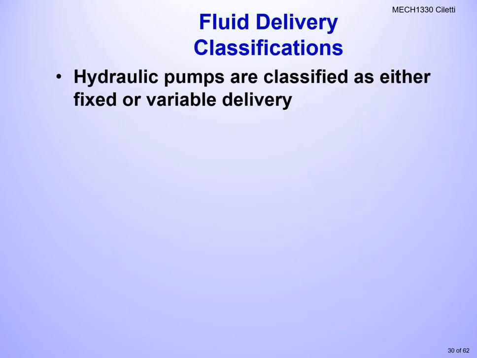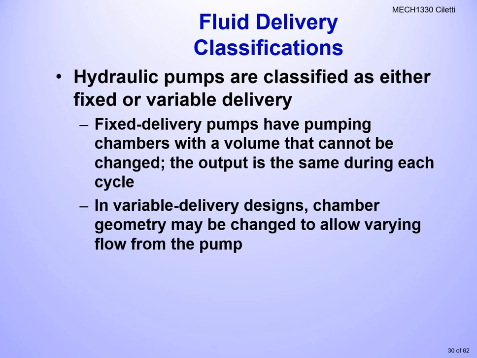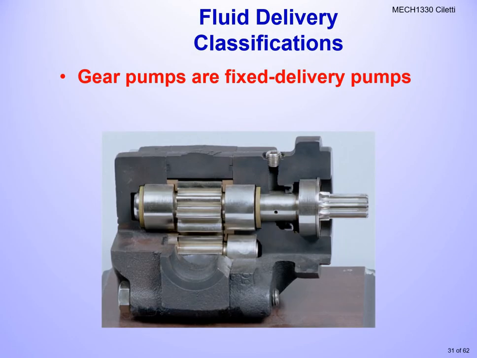Okay, so we have hydraulic pumps. They're either classified as fixed or variable delivery. Fixed delivery pumps have pumping chambers with a volume that cannot be changed. Those are kind of like our positive displacement pumps. In a variable design, chambers and geometry may change the flow, allowing variable flow from the pump. So those are our non-positive displacement pumps. Fixed or variable delivery, essentially.